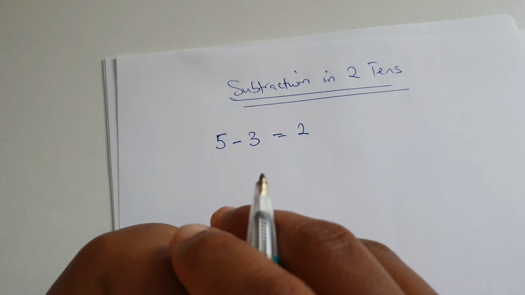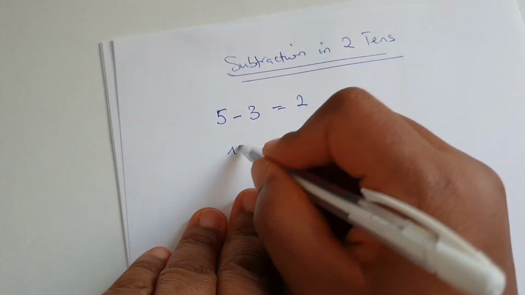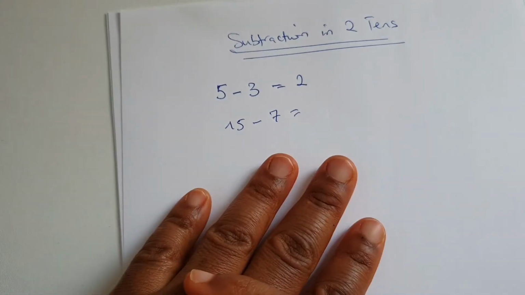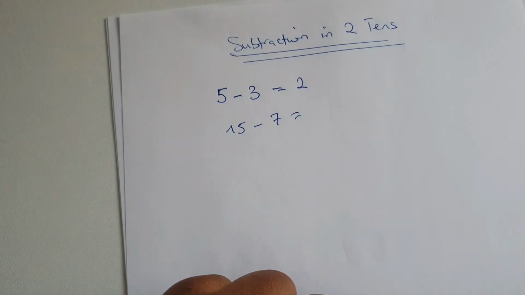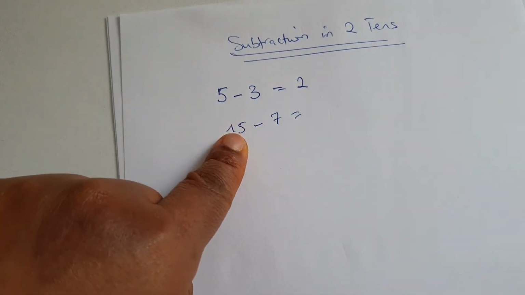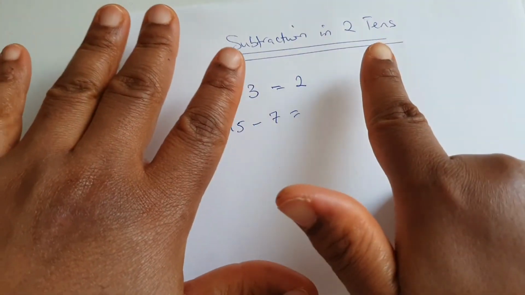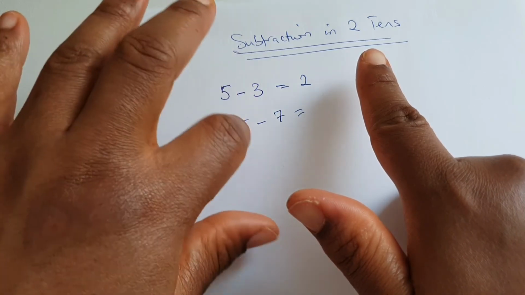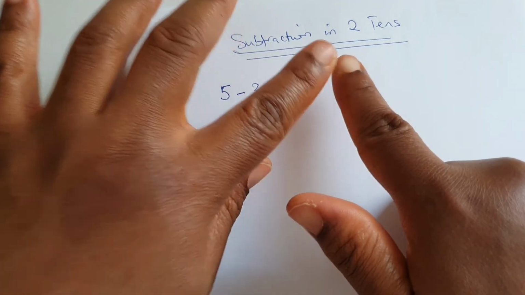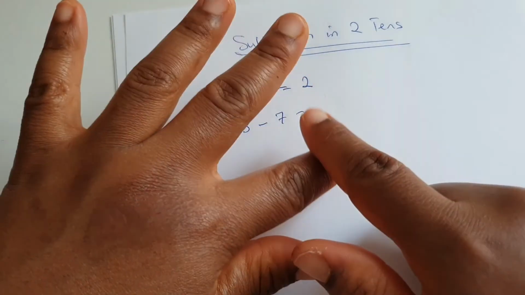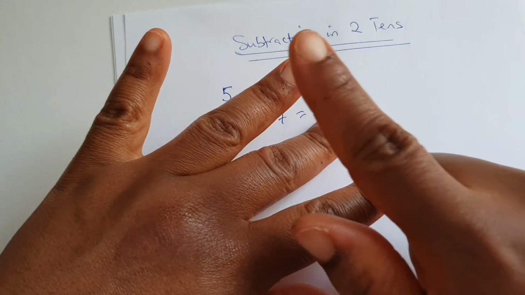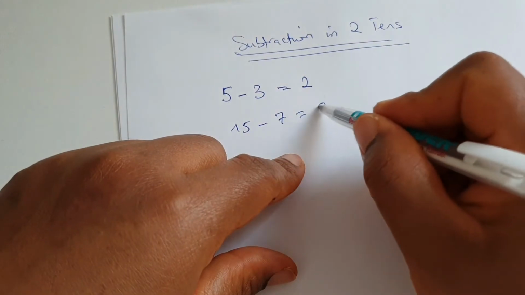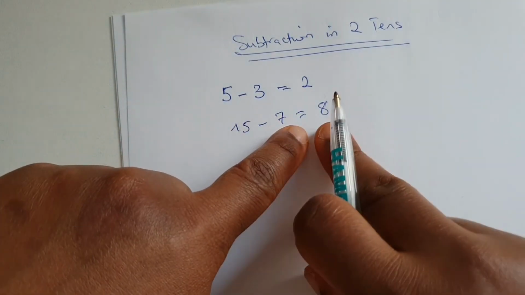But what if we have a bigger number like 15 and I have to take 7 away from it? How do we go about it? Because I don't have 15 fingers to show, but I already have my 15 here. All I need to do is show my 7 fingers, and I'll begin to count backwards. I have 15, then I'll count 14, 13, 12, 11, 10, 9, and 8. And I will write 8 here. Then 15 minus 7 will give me 8.